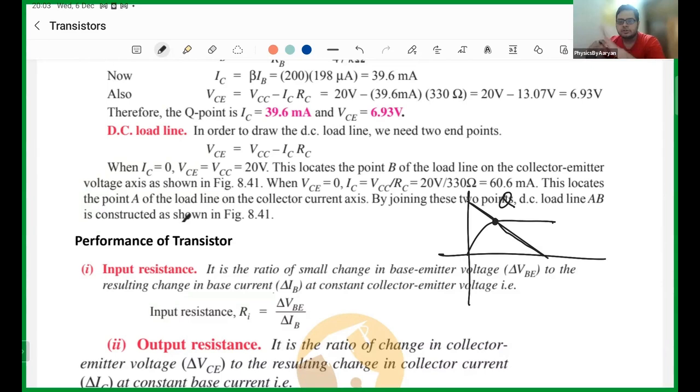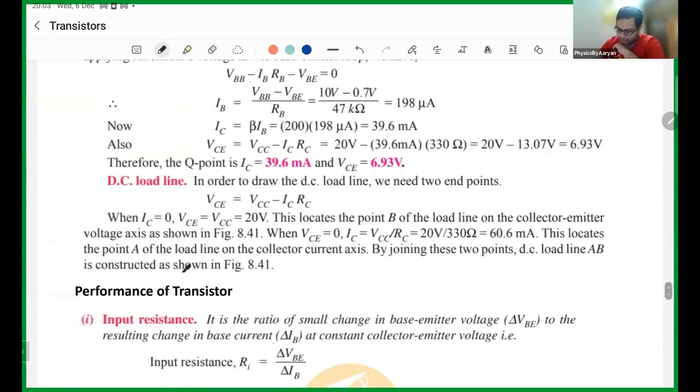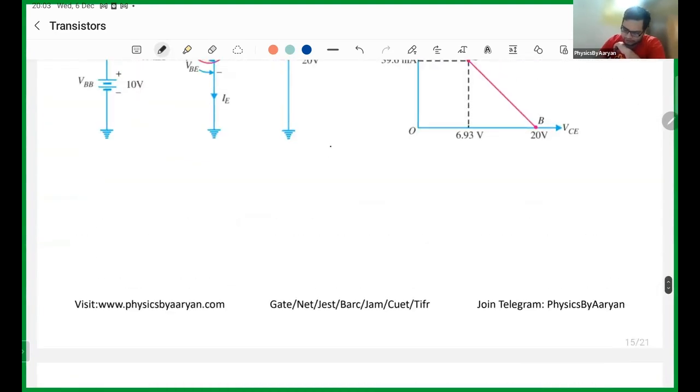Okay. So from the graph, you can say that where the output characteristics and load line meet is the Q point. And this is for the efficient use of the transistor, or you can say to ensure that the transistor remains within the amplifier region. Let me explain this point here. If you have your transistor, then the three points you have are these.